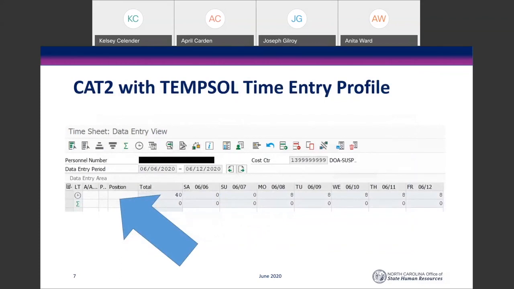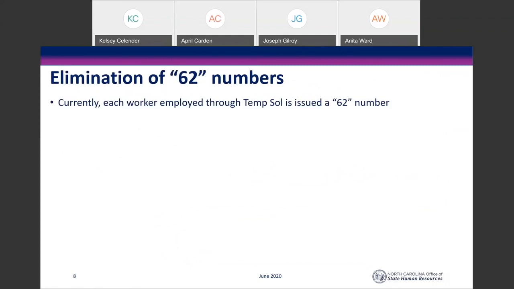This is what the time entry profile looks like in Cat 2 for those of you who are time administrators. The 6-2 position number goes into that position box right there. If you're a Temporary Solutions temporary, it'll appear on your timesheet in ESS as a box that says position. That's where the 6-2 number is keyed in. And then you see the rest of the week there for folks to key in their time. I just wanted to give you this visual here in Cat 2. Go ahead and advance.